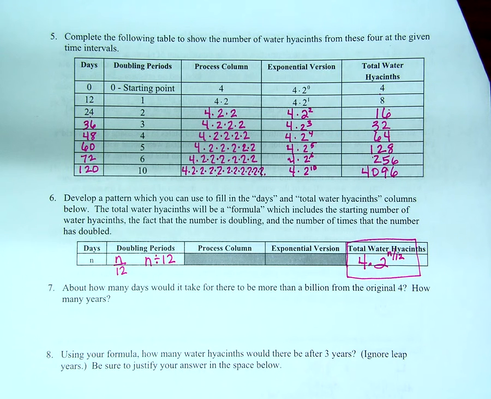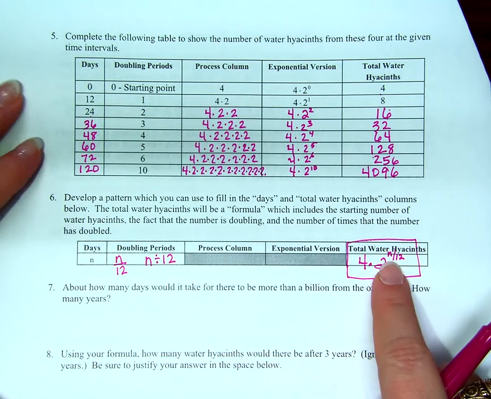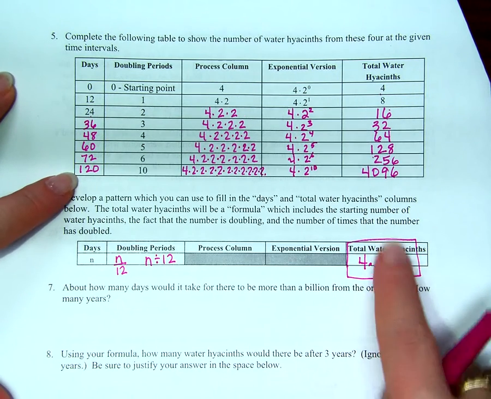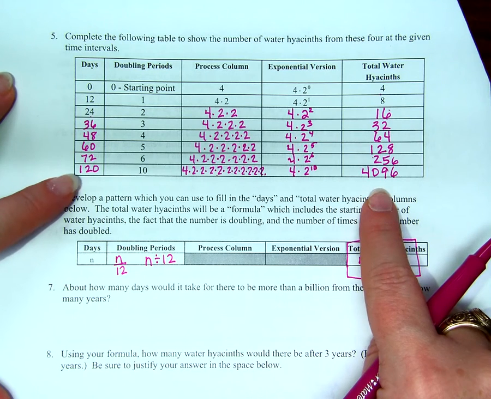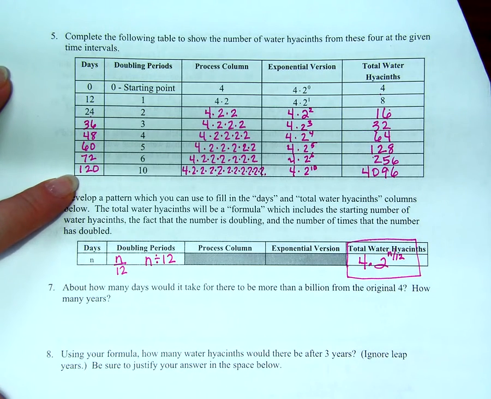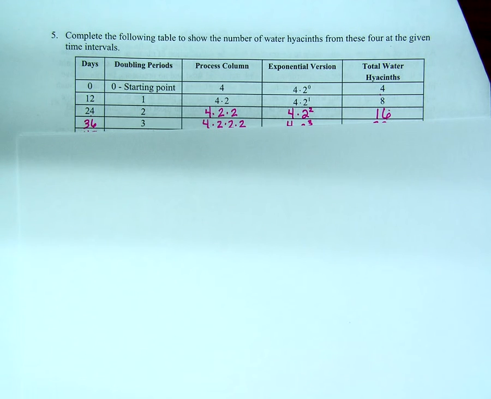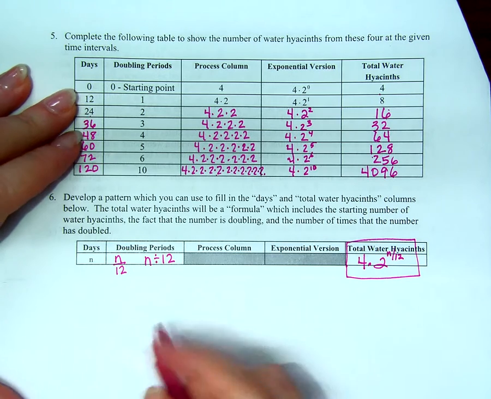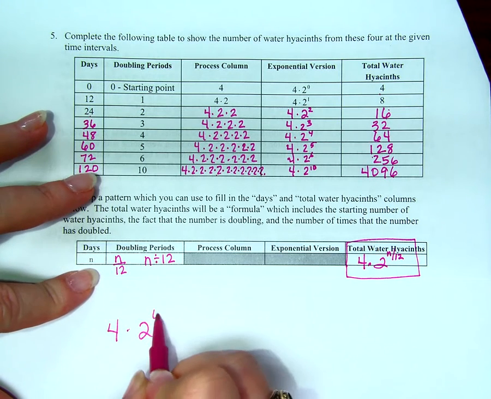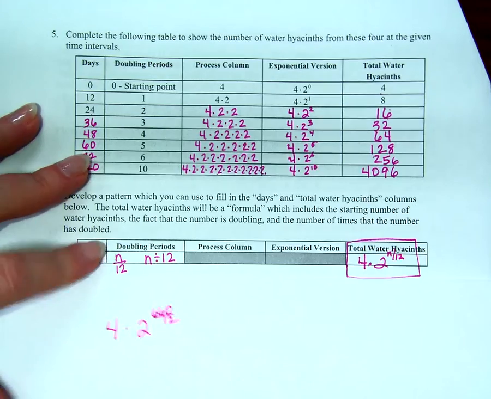What's the way you guys always want to try first? Guess. Let's guess. Okay. If I'm trying to get to a billion water hyacinths, I know N has to be related to 120. How? Greater than? Okay. So how much greater? A lot bigger. Like what's a lot bigger? 660. So if I say 4 times 2 to the 660 over 12.